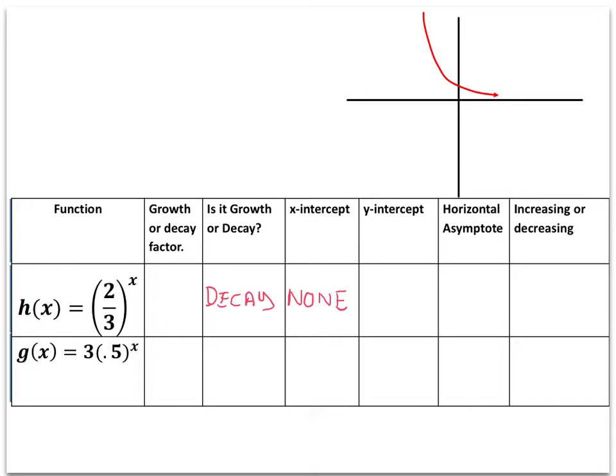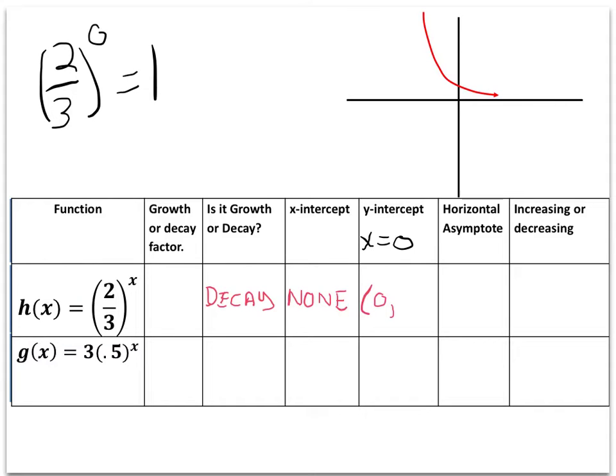The y-intercept is where x is equal to 0. So all we're going to do is plug that one in, and we just have to remember that x equals 0 for the y-intercept. So if I take my 2/3, all raised to the 0 power, anything raised to the 0 power is always 1. So my y-intercept in that case, I'll do it here in red, x equals 0, and y equals 1. So my y-intercept is 0, 1.